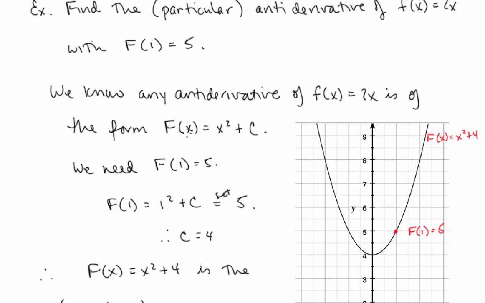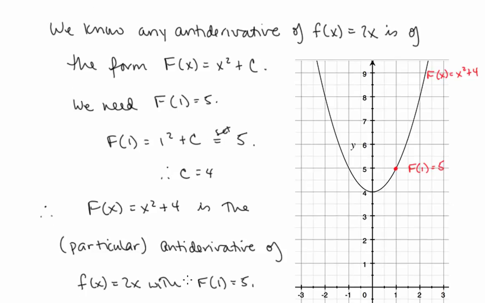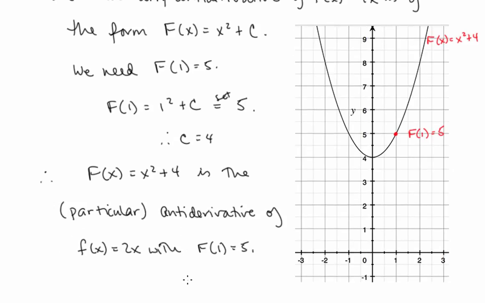We start with our general antiderivative, capital F of x equals x squared plus c, and we know that F of 1 must equal 5, so we plug in x equals 1 here, we get 1 squared plus c, and we set that equal to 5. That allows us to solve for c. So in this case, c must equal 4, and capital F of x equals x squared plus 4 is the particular antiderivative that we're looking for. It's the antiderivative of f of x equals 2x with F of 1 equals 5.